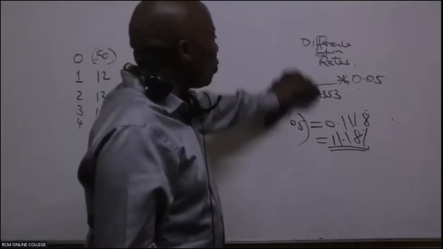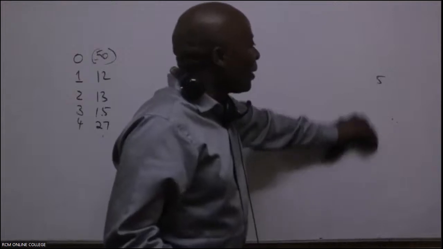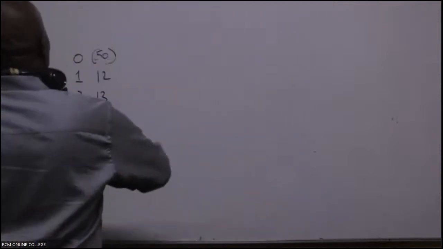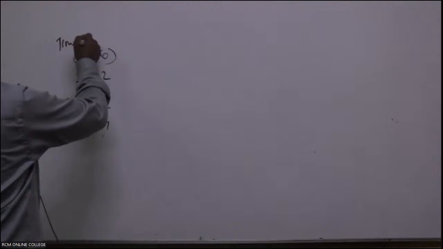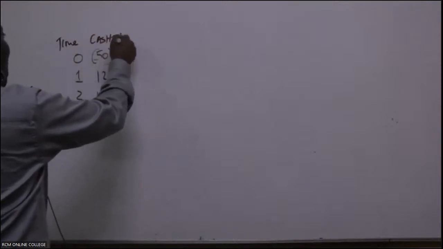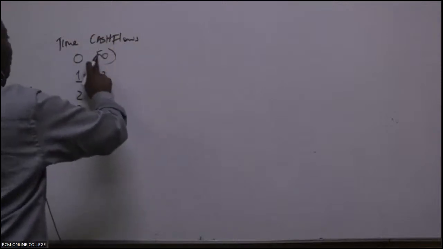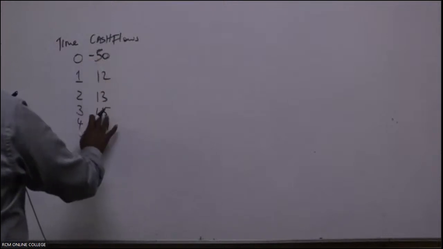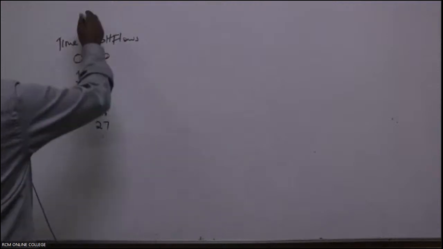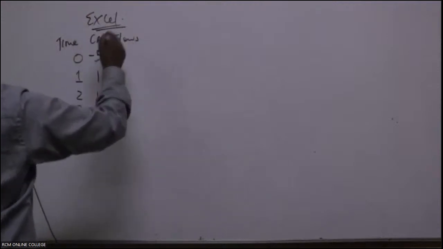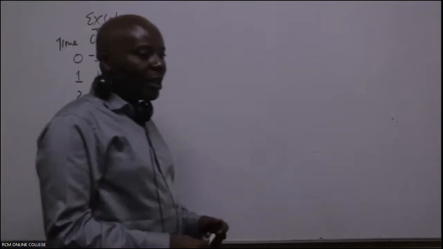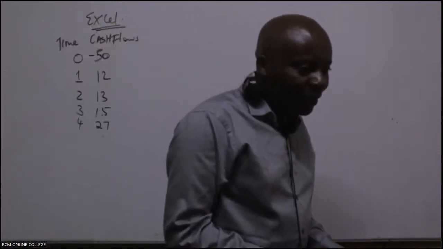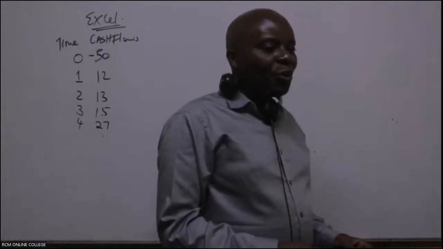Now, can you kindly go to your Excel and copy these cash flows? Copy the cash flows the way we have them here. We have the time, and then we have the cash flows. Start with -50, 12, 13, 15, 27. Once you finish writing this table in Excel, can you kindly put up your hands? Thank you very much. We shall be able to see that.